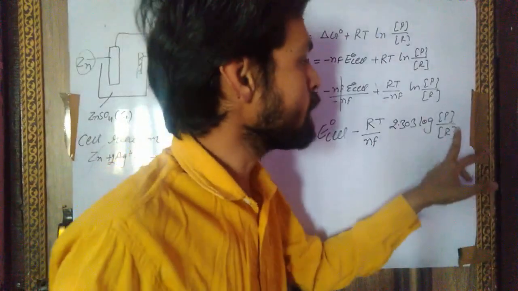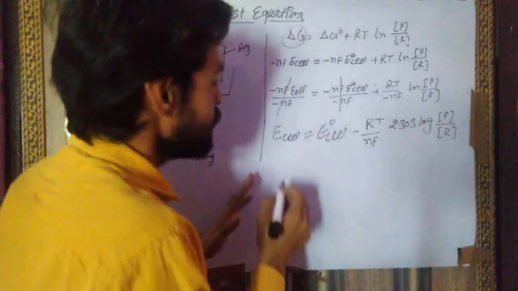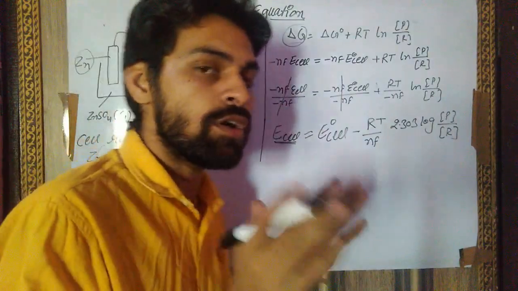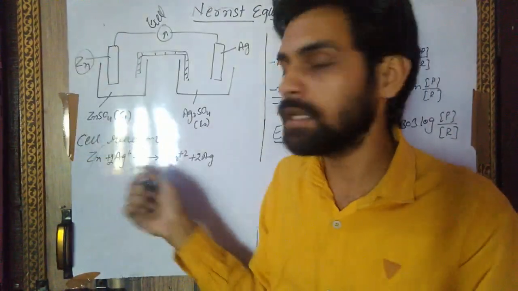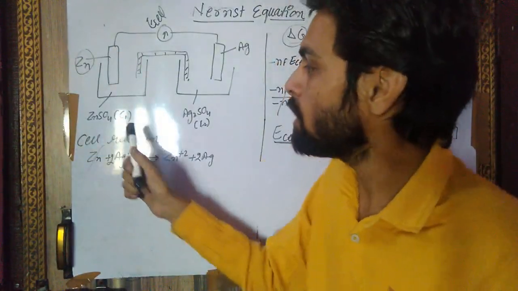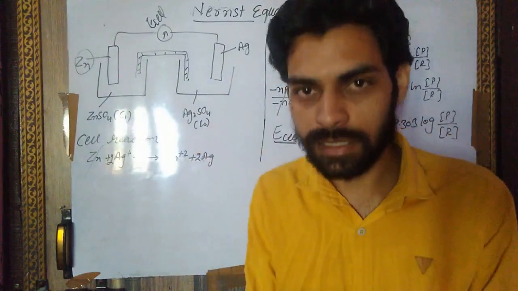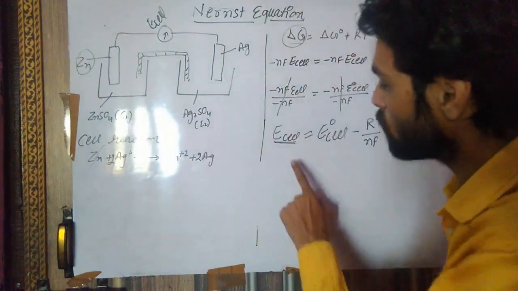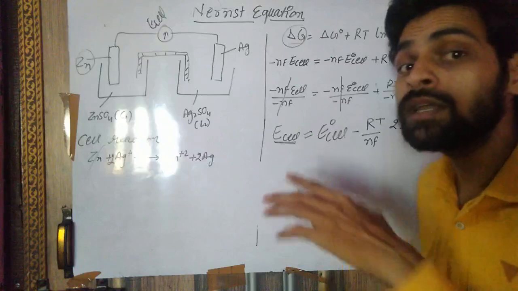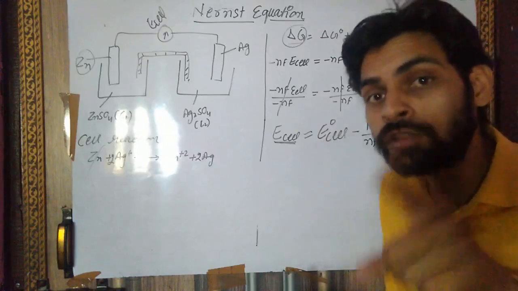So product upon reactant. So students, here it is the value of electromotive force when the cell is not in standard condition, meaning it has a difference in concentration at both electrodes. So E cell will be equal to E naught cell. How will you calculate E naught cell? Cathode minus anode.